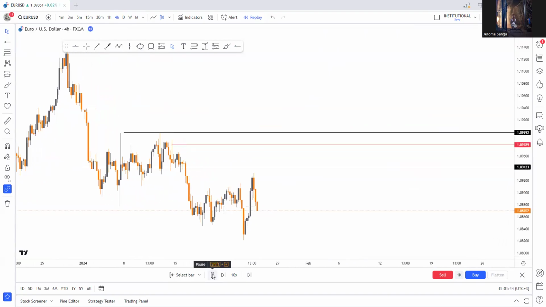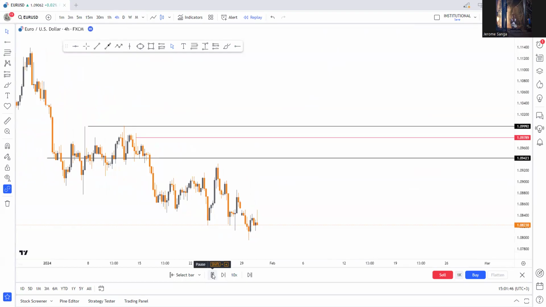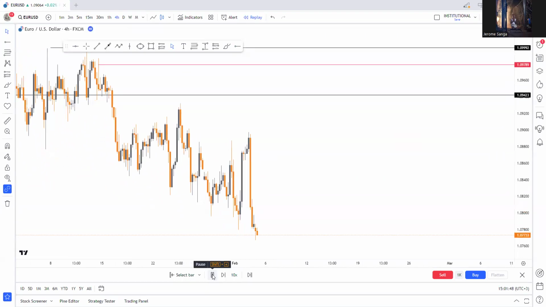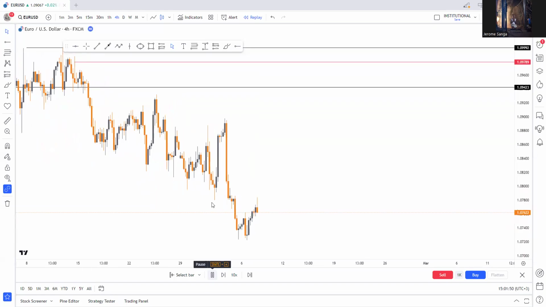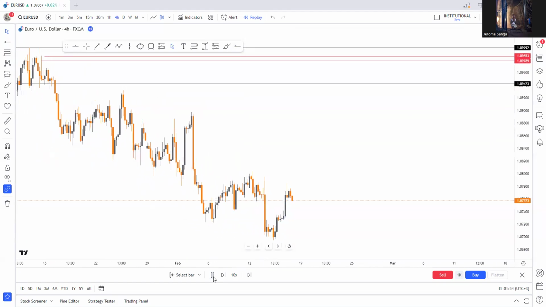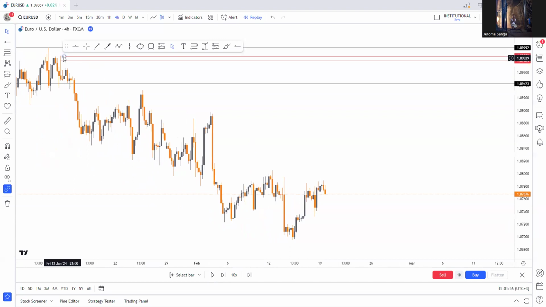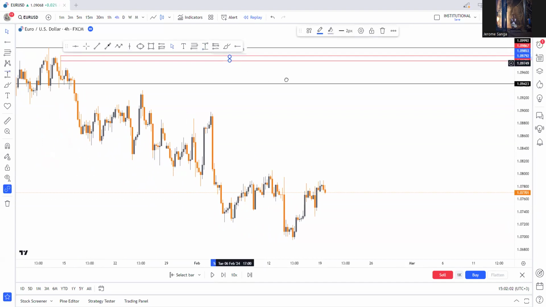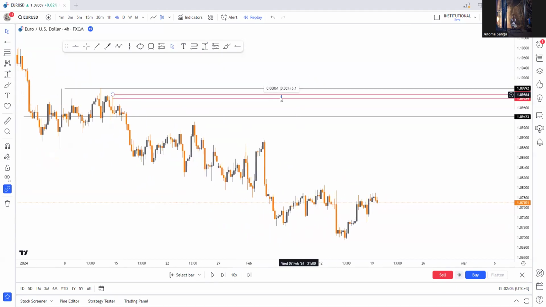And I'll be posting the videos soon. So that would be our entry, and our exit just above this structure here. Not too far from the entry here. Which is, I guess, 6 pips. So 10 pips will do.